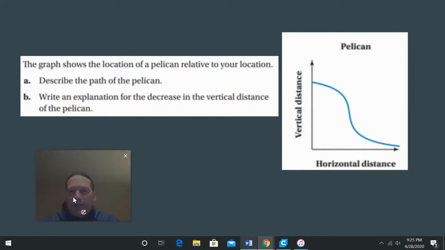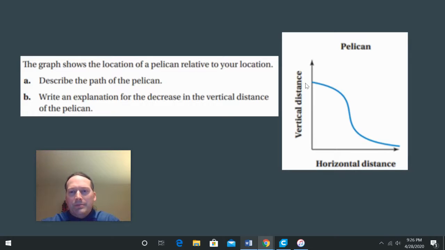This one, we won't talk about all of it, but let's just look at it real quick. It's the flight of a pelican. This is the vertical distance compared to the horizontal distance. You notice it slowly descends as it's traveling horizontally. It's slowly coming down, and all of a sudden, it drops dramatically. So there's a decrease the entire time, but it changes. It slowly goes down, drops dramatically, and then slowly begins to continue to descend as the horizontal distance increases.